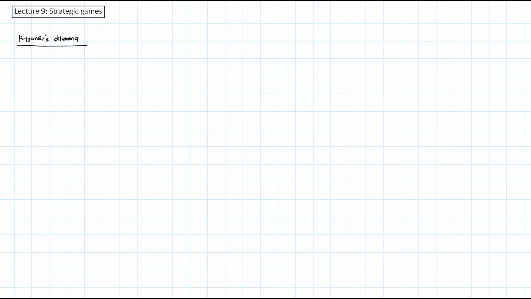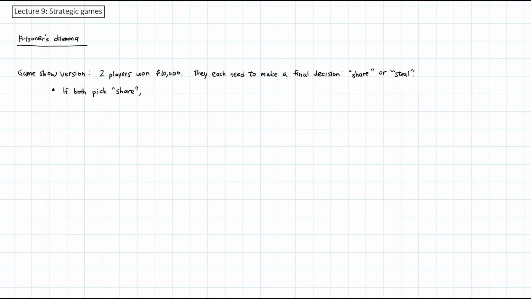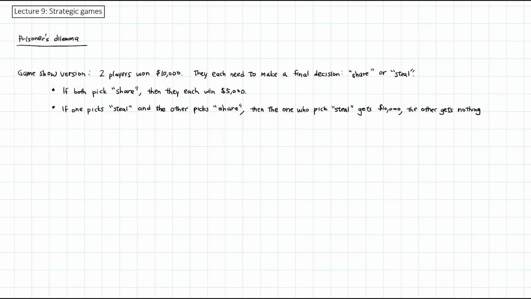Now, the story doesn't make much sense to me, so instead, I learned about Prisoner's Dilemma through game shows with a terrible endgame. Suppose you see two players work together as a team and won $10,000. But that's not the end. They each need to secretly make a final decision to either share or steal. If both of them pick share, then they each win $5,000. If one of them picks steal while the other one picks share, then the one who picks steal gets all $10,000 while the other gets nothing.